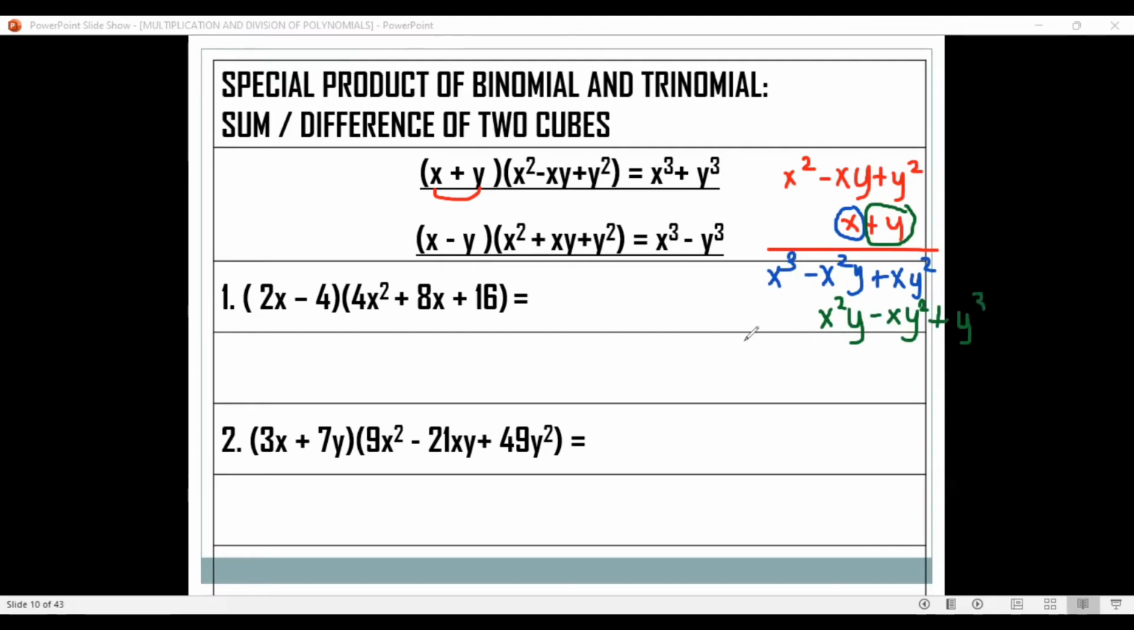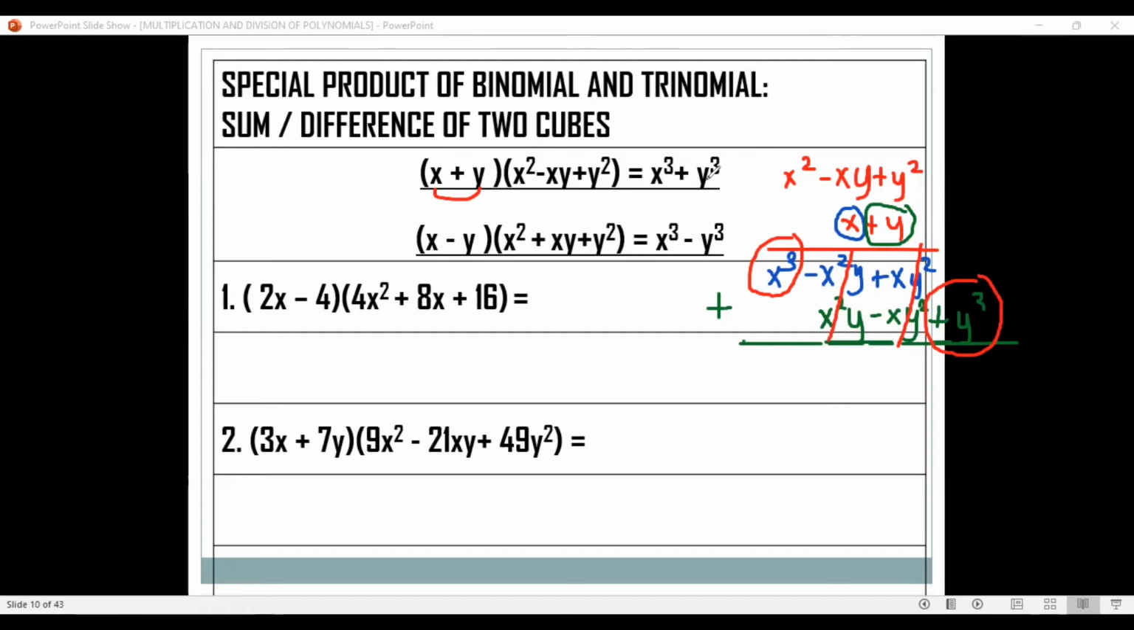If you are going to add these, these are now the partial products. If you are going to combine them, you will notice that the negative x squared y and the positive x squared y will automatically cancel each other. And also the xy squared with the negative xy squared. So what is left now is simply x raised to 3 plus y raised to 3, which is actually now the sum of two cubes.